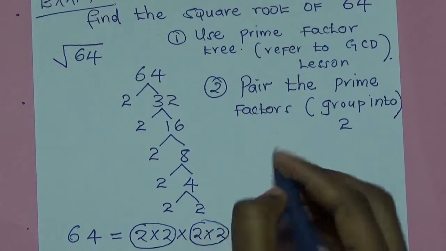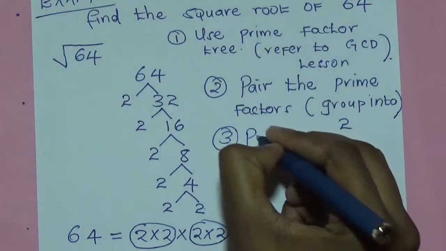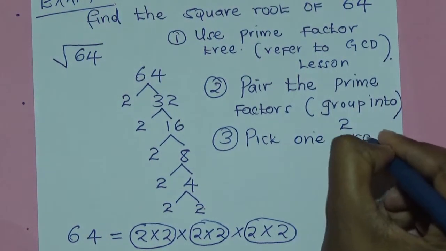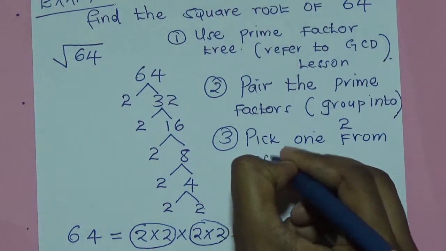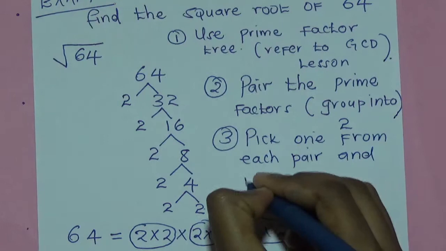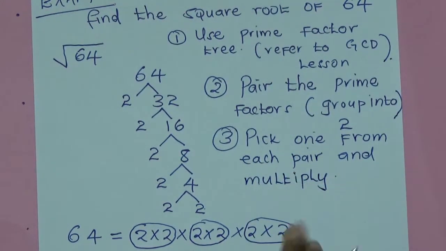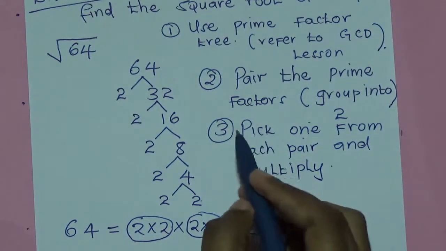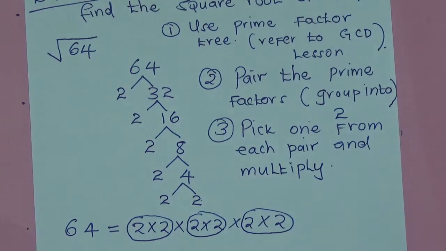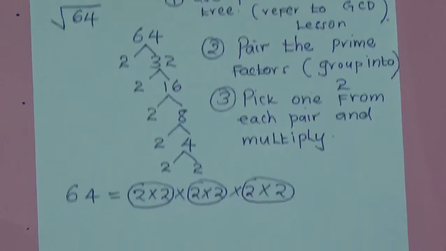The third and the final step. The third step is to pick one from each pair and multiply. This is the final step. You pick one from each pair and multiply. When you do that, that will give you the square root of the number.